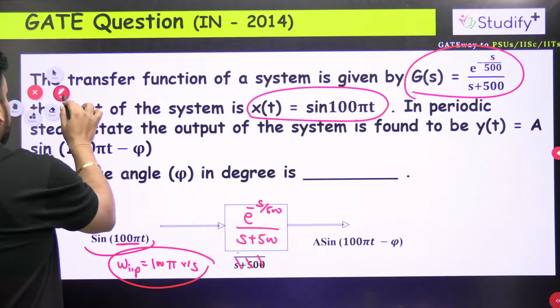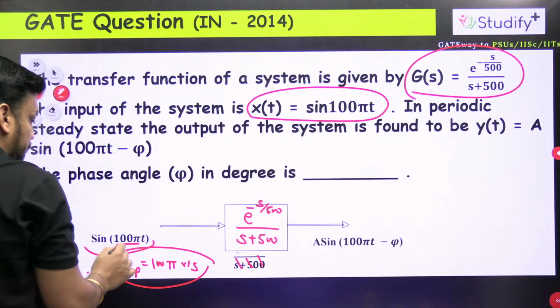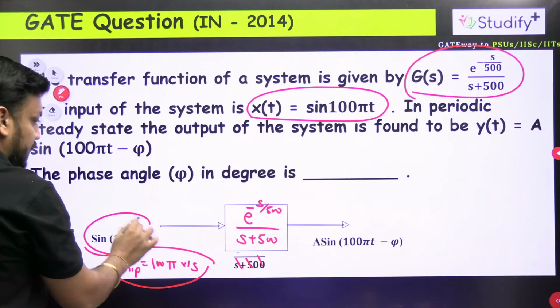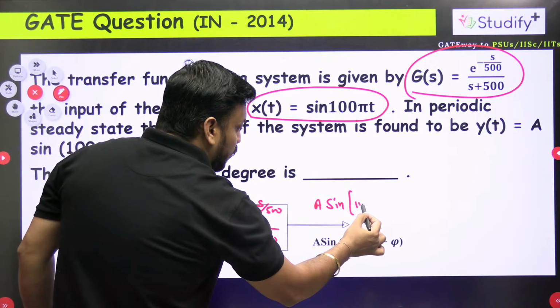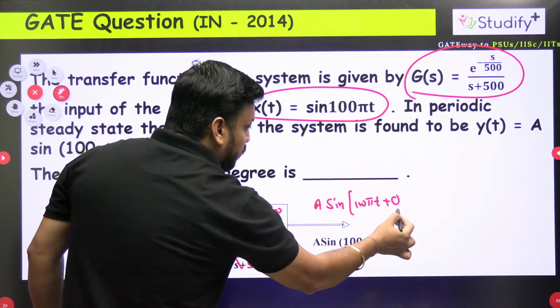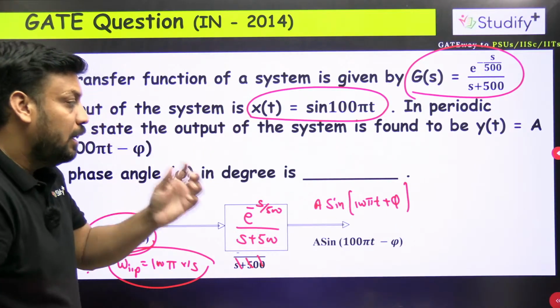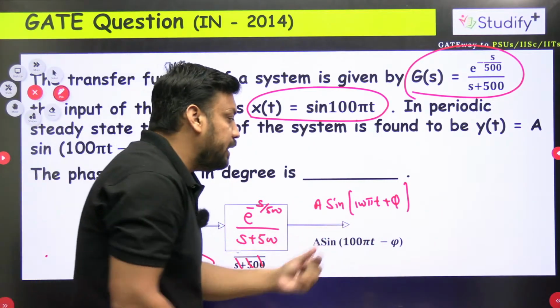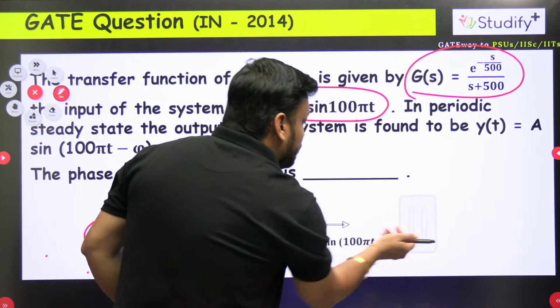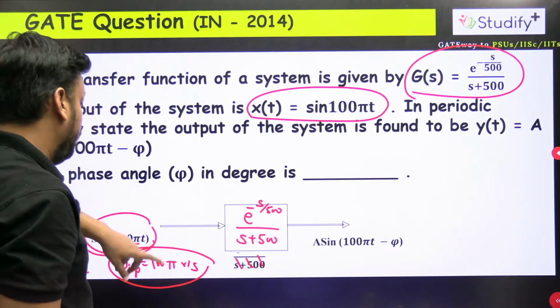So for this question, as far as your concept is concerned, if the input is sine of this, then the output should be sine of 100 pi t plus phi. That is the actual output. But the examiner has already covered the minus sign here. Examiner has already covered the negative sign here, children. So what is the phi value you got?